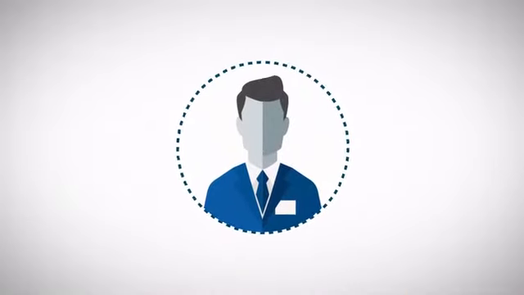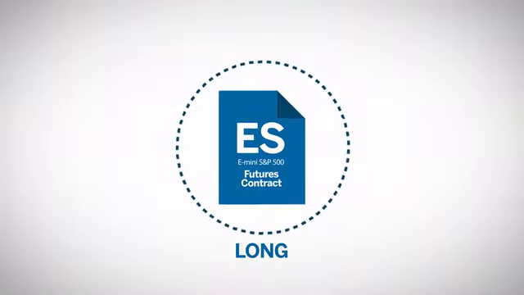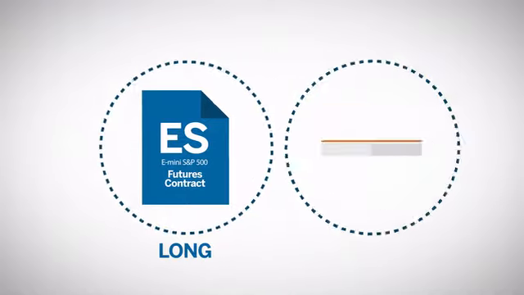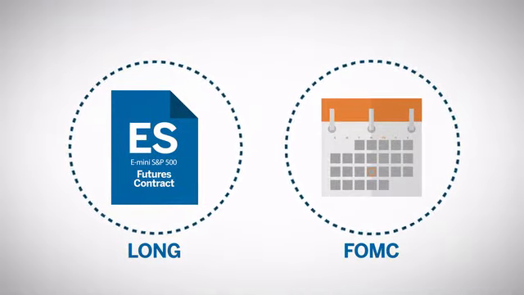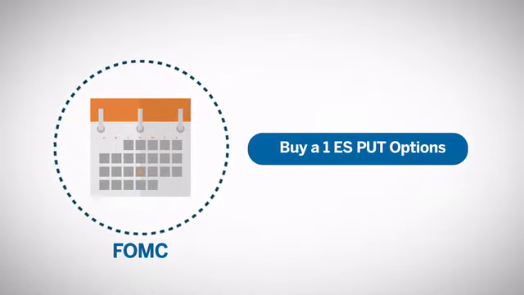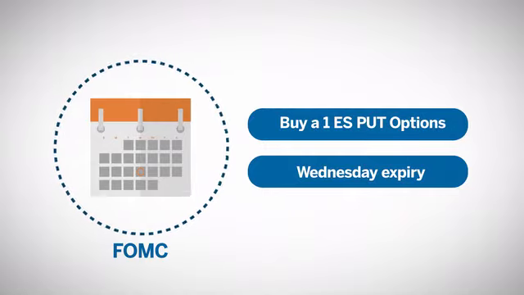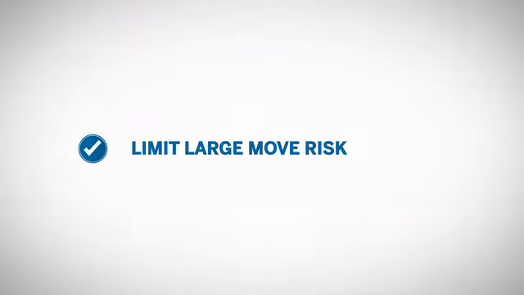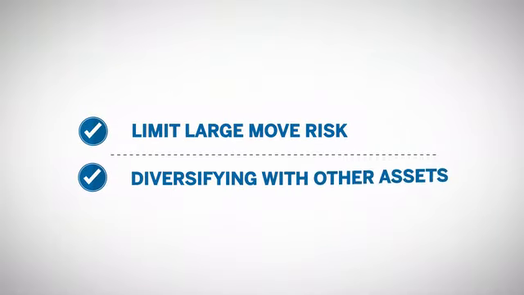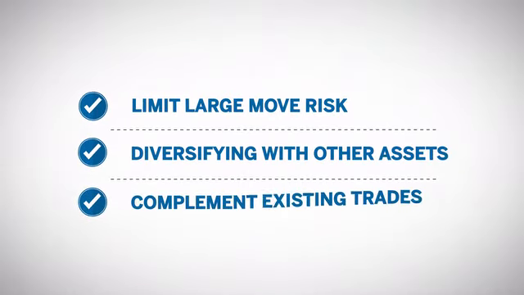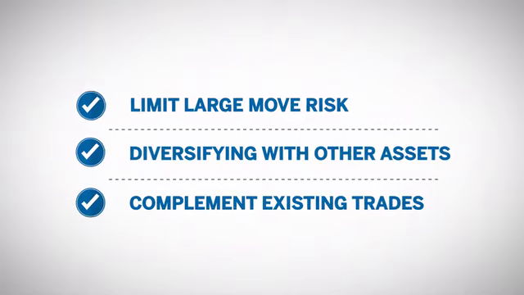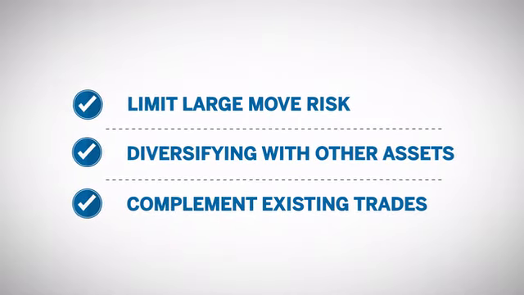For example, a trader who is long in the E-mini S&P 500 futures contract and thinks that the upcoming Wednesday Federal Open Market Committee announcement has the potential to push the market sharply lower, he could buy a put option on the ES futures with a Wednesday expiry to protect against the potential downturn and protect his profits. Whether you are looking to reduce your cost when entering trades, hedge to manage portfolio risk, or complement trades in equity markets, there are advantages you can leverage by including options on futures.